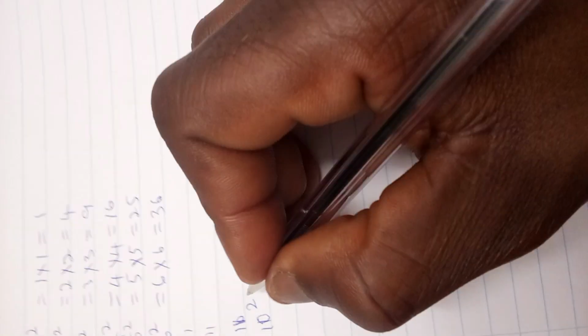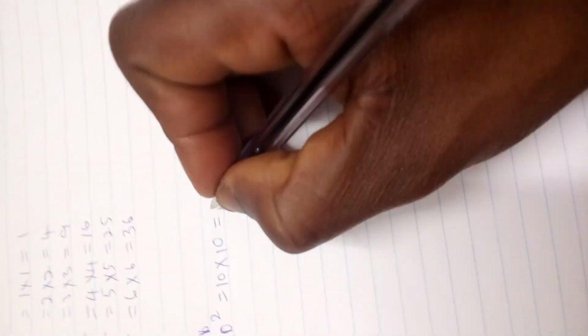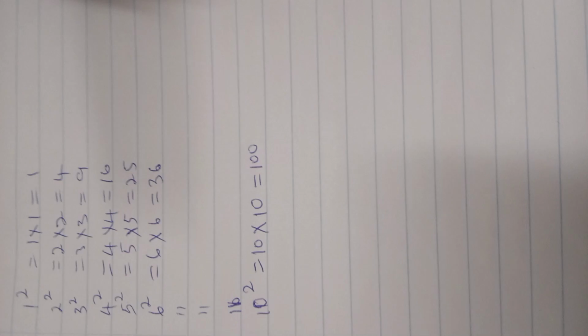Then it goes on like that up until 10 squared, which is 10 multiplied by 10, equal to 100. So first you master this one: you know from 1 to 10 what the square of 1 is and what the square of 10 is, then you'll be covered.